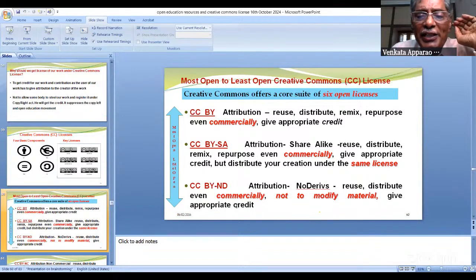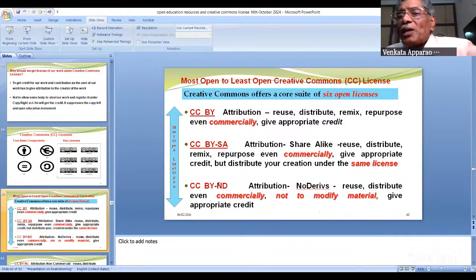Then CC BY-ND. ND, I have already told, stands for no derivatives. That means no modifications allowed. You can use it for commercial purposes, non-commercial purposes. You have to give attribution, you have to give acknowledgement, but no modification allowed. In CC BY-SA, modification is allowed. CC BY, modification is allowed. CC BY-ND, modification not allowed. Under that article, it will be mentioned CC BY-ND.